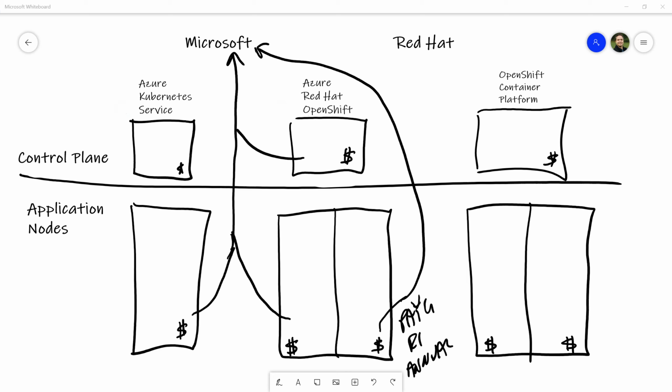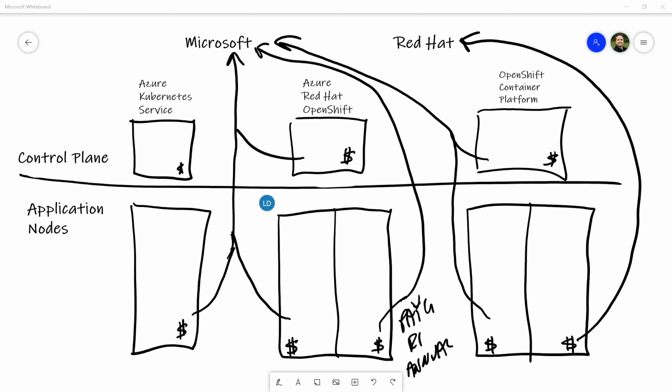Now the third option here for Red Hat is the OpenShift Container Platform on Azure VMs. And so for that, you pay Microsoft the VM rates, the compute, on both the control plane and the application nodes. And you pay to Red Hat directly. So you buy the OpenShift Container Platform licenses in an annual fashion direct to Red Hat.